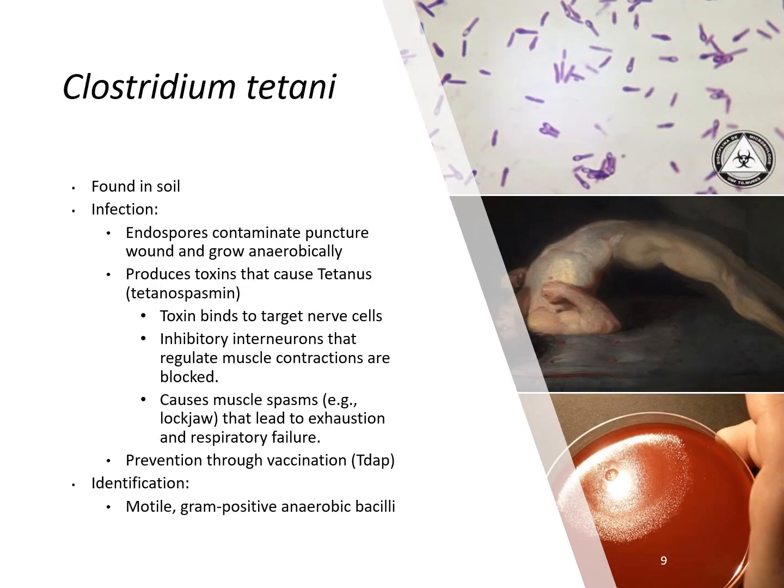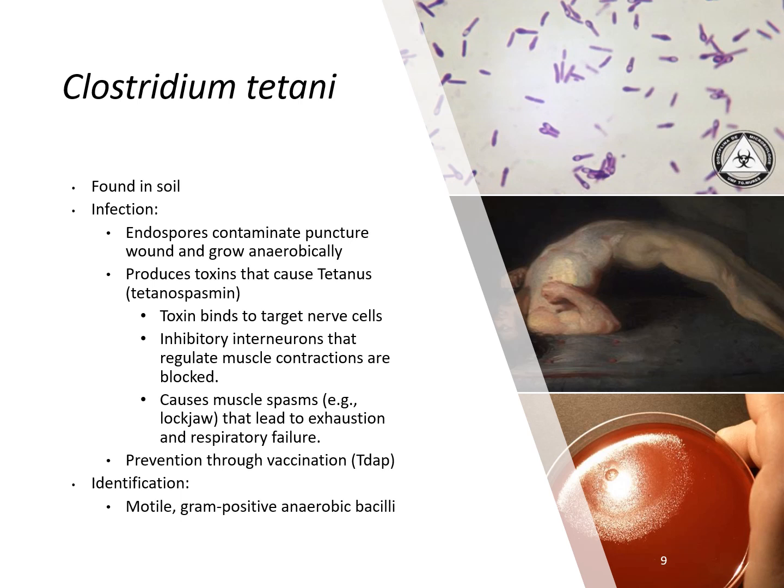Clostridium tetani is found within the soil. And what will happen with this is there will be some sort of puncture wound or open wound in which these endospores will contaminate and start to grow anaerobically. And then from there it will produce a toxin that actually causes tetanus.